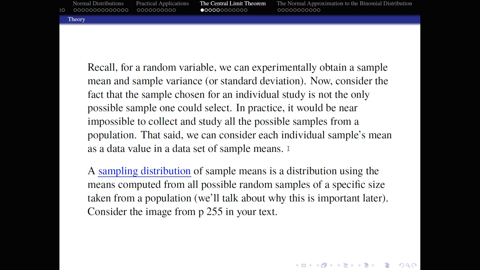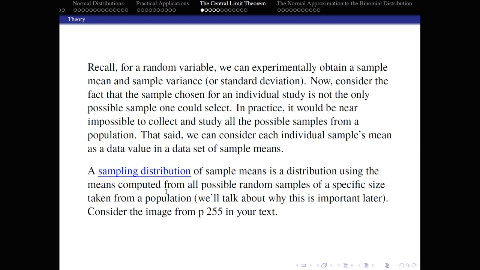So this is very tricky, so please pay attention closely to this. Our original distribution, the continuous, the normal, whatever we were talking about, that distribution was a distribution of raw data. So a distribution of the GPAs of students at the university. In this case, the sampling distribution is a distribution of the means of different samples of students.